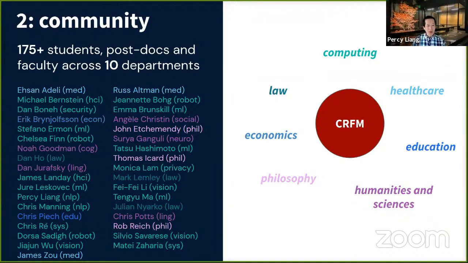So at the end of March of this year, we started having weekly meetings just to get to know each other. The community grew, and now it has over 175 students, postdocs, and faculty spanning 10 different departments. Each week we had breakout rooms, spotlight talks, and we have an active Slack. And for me and many others, it was very eye-opening to learn from people from different disciplines.